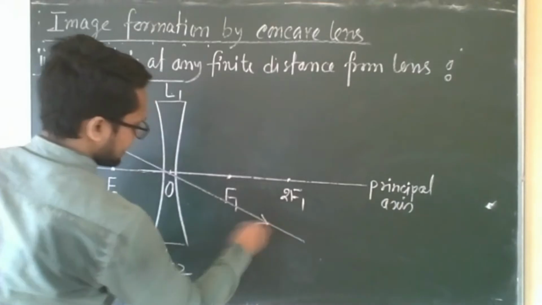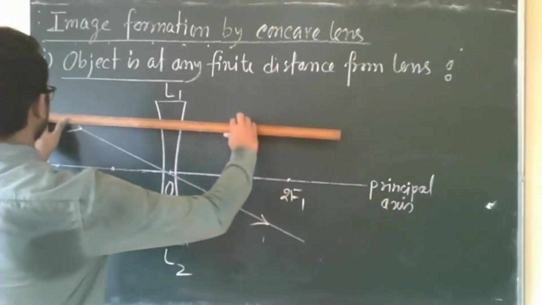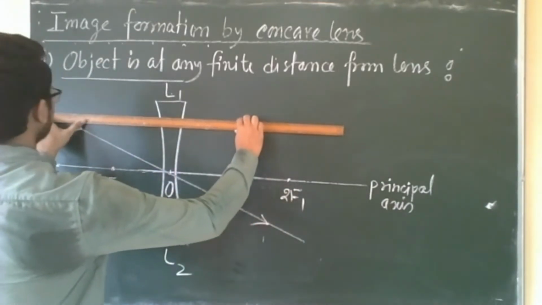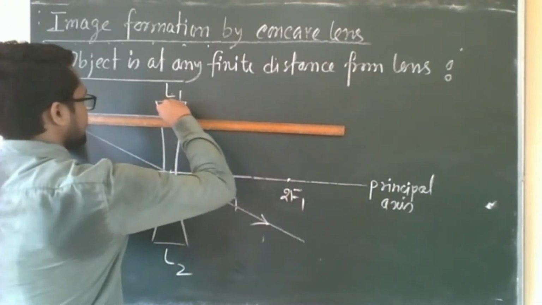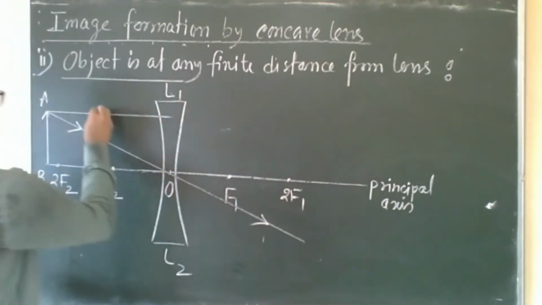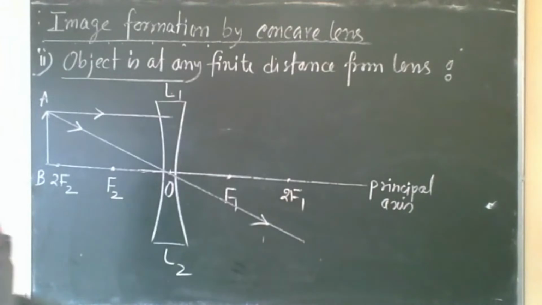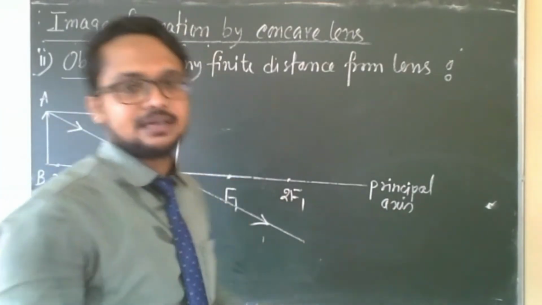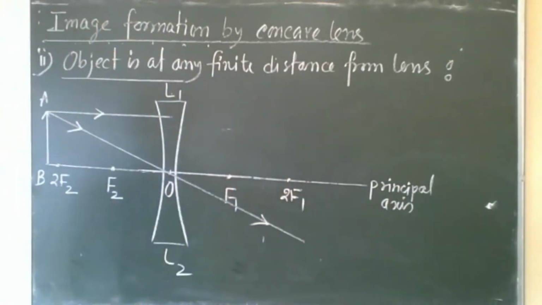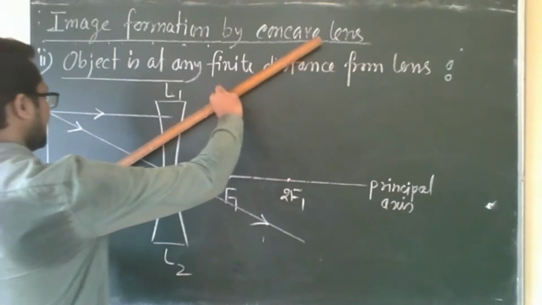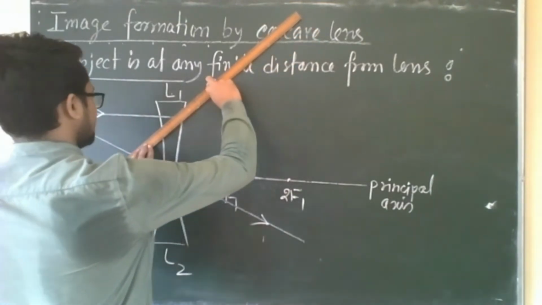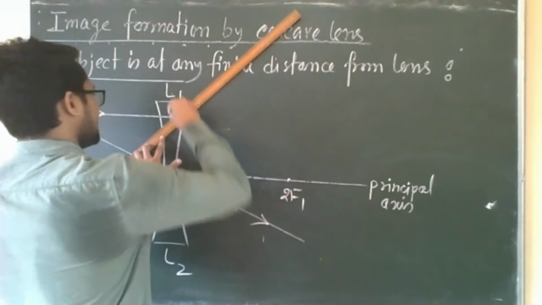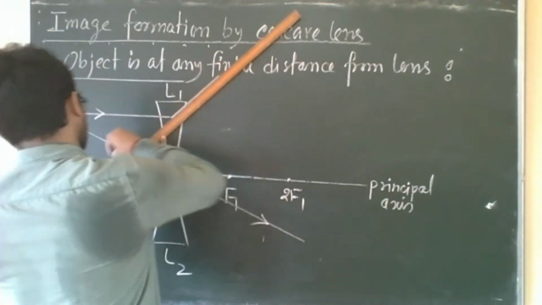The second ray we will take parallel to the principal axis. Then what will happen? Parallel to the principal axis, after refraction, it will diverge in such a way that if we extrapolate that ray, it will meet at the second focus. A ray parallel to the principal axis passes through the second focus.